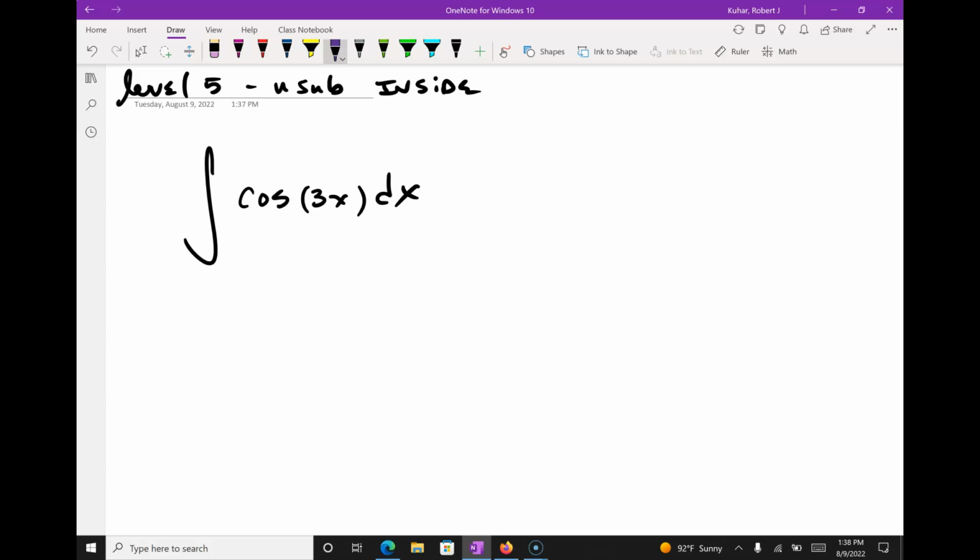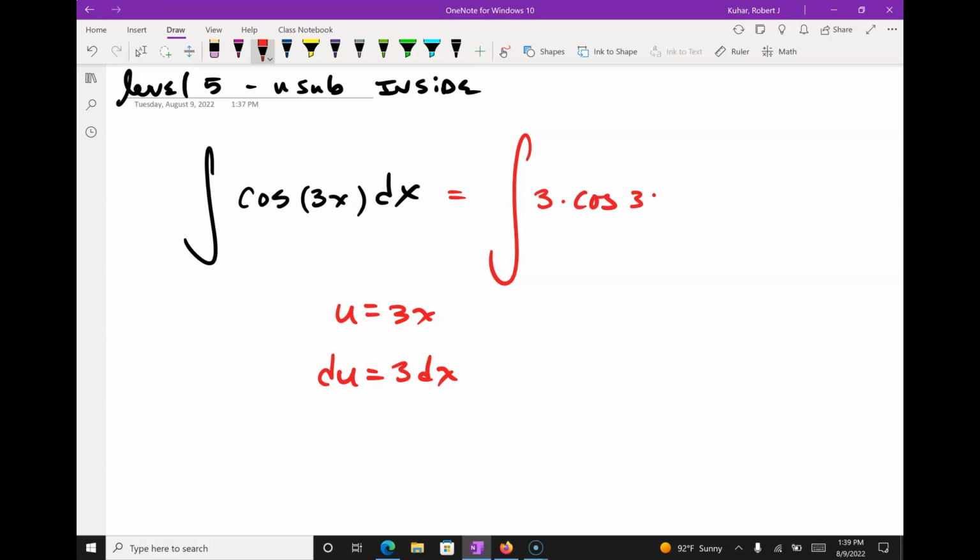Is there a clear inside? Good. What is the inside? So u is 3x. What is du? Good. 3dx. Do I have a 3dx in my problem? Say no. Good. So I want to make a 3dx happen by multiplying inside by 3 and undoing it by dividing by 3. If you remember, my level 5 was add nothing or multiply by 1. I just multiplied by 1.